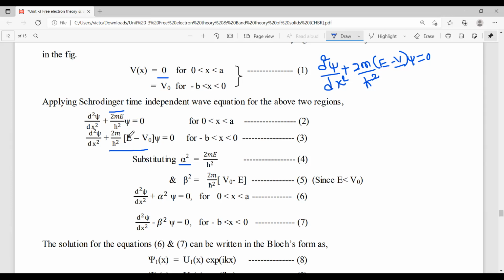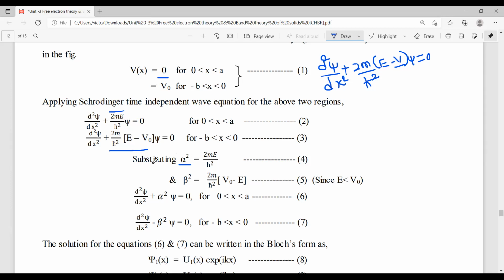Now, by substituting the alpha square value here, we get equation 2 as d square xi divided by dx square. Now in place of 2me divided by h cross square, we write alpha square here. Therefore, d square xi by dx square plus alpha square xi is equal to 0. So this is the expression for the region 0 to A.